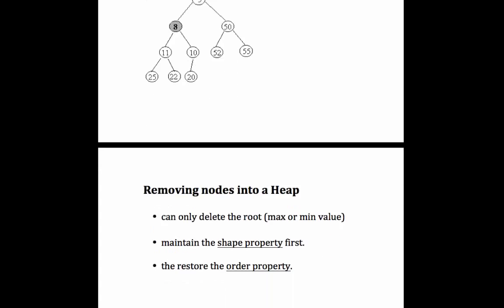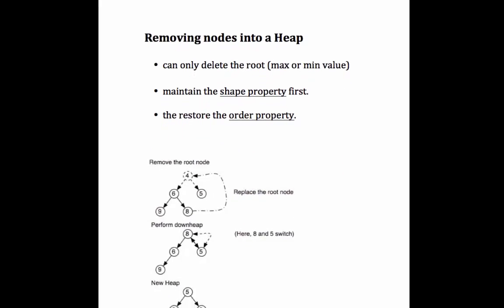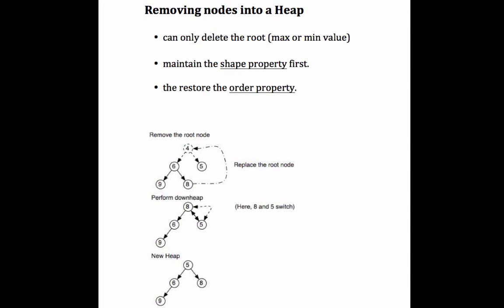So let's talk about removing values from a heap. First, the only value that we remove when we have a heap is the value at the root. It's like a queue. The only value that we remove from a queue is the value at the front of the queue. So it's similar to a queue in that sense. What rules do we have to follow? The same as before. We first maintain the property that concerns the shape, and then we restore the order. So let's assume that we have this min tree.